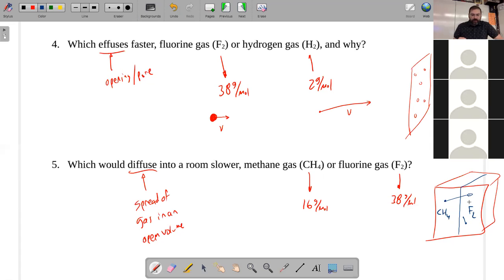So which diffuses into the room more slowly? Well, that's the fluorine in this case because it has a higher mass. Which does effusion faster? It's whichever one has the lower mass, the hydrogen gas. So generally, the higher the molecular weight or the higher the formula mass for the gas, the slower it moves and the longer it takes to get spread out into a space, and the more difficult it is for it to pass through pores in any kind of container.